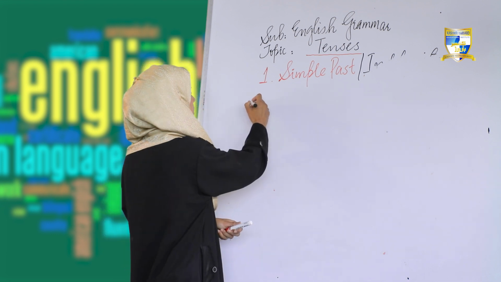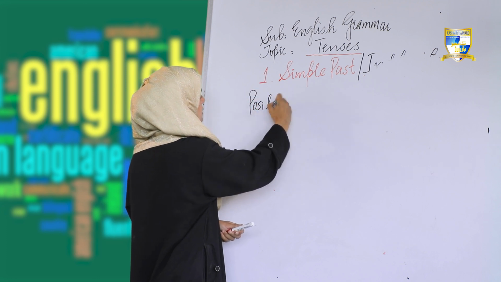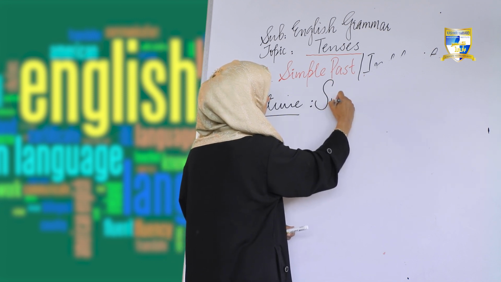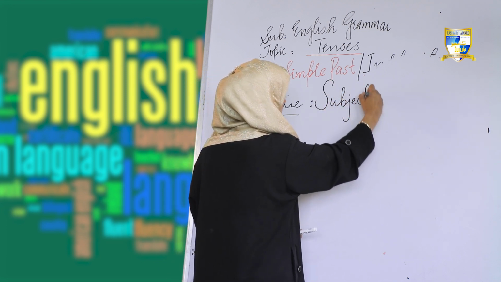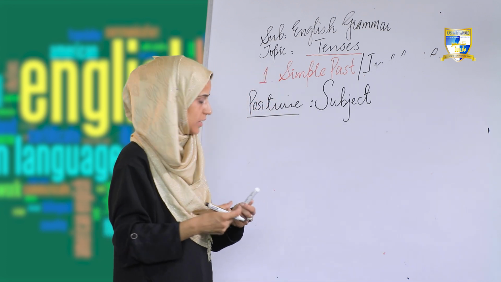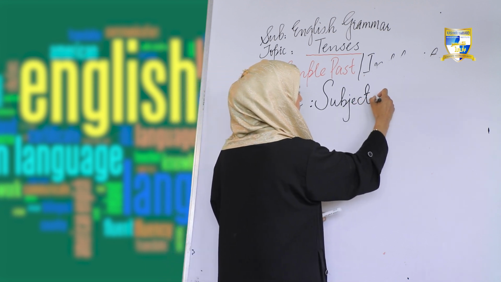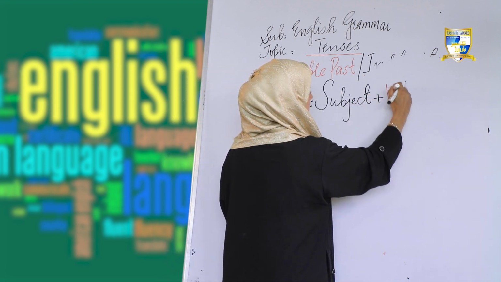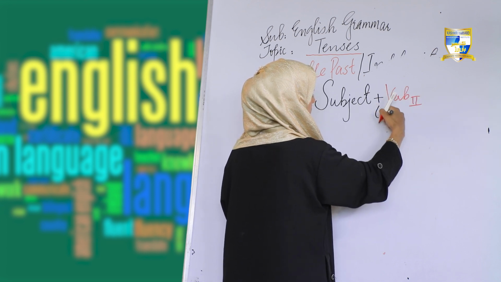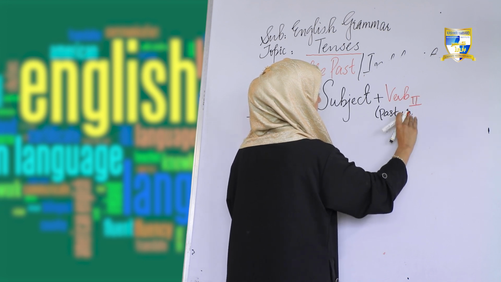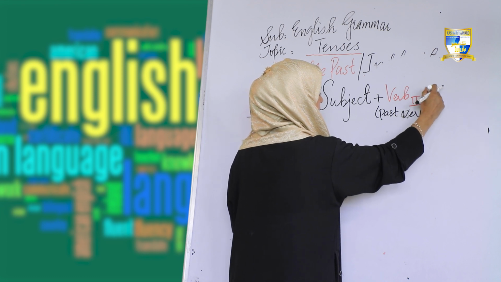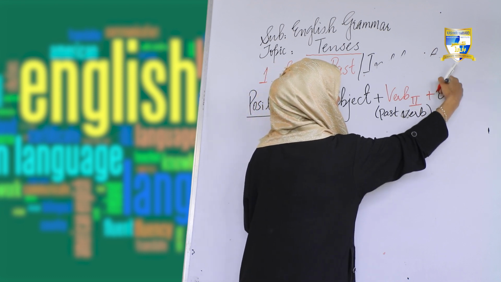Let me show you the structure for a positive sentence. Here it goes like this. First you will write the subject. You know, subject is the person or the thing that we are talking about, or the doer of the action. Then we use the second form of verb, the past verb, past form of verb or second form of verb, and then we use the object.